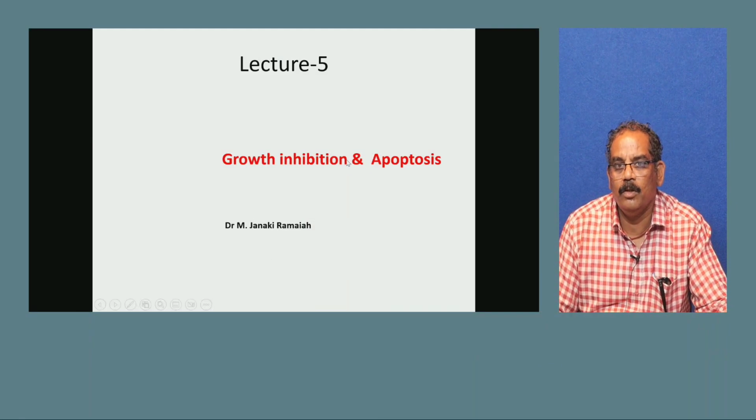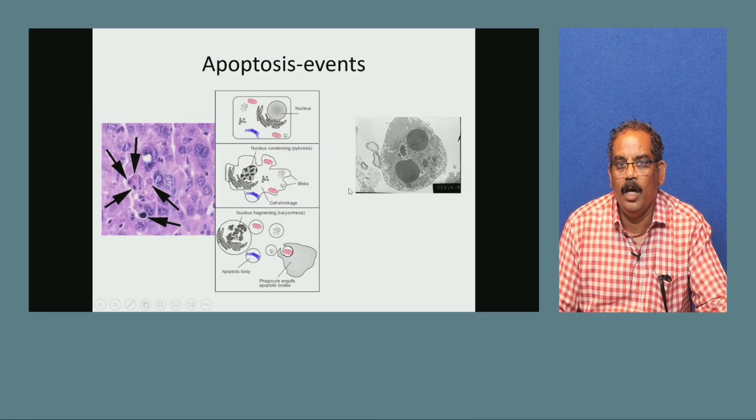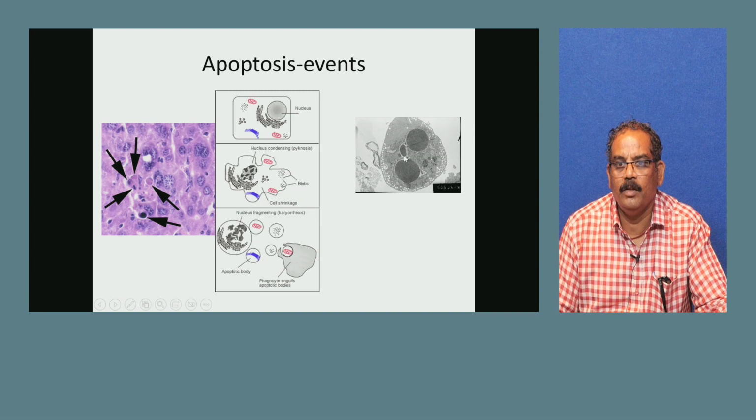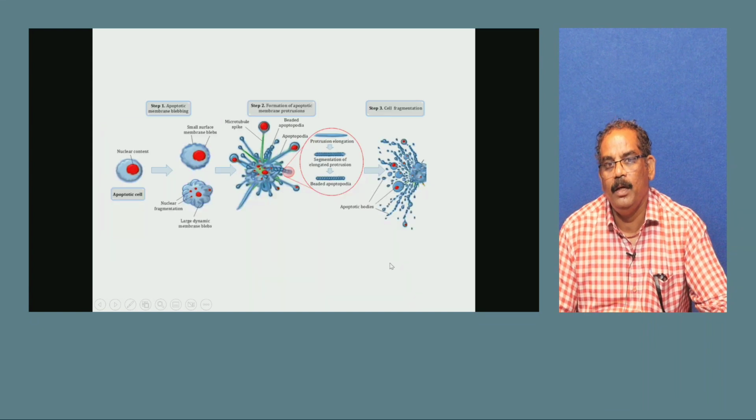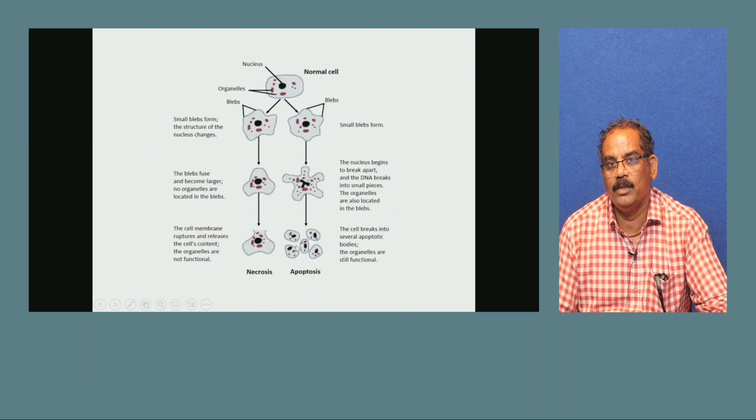Today we will discuss growth inhibition and apoptosis. In apoptosis, we will observe nuclear blebbing, that means nuclear fragmentation will happen. So that is from 1980, kind of a first Nature paper, where the cell will invaginate into some kind of structures and the nucleus will fragment and go into different parts of the cell.